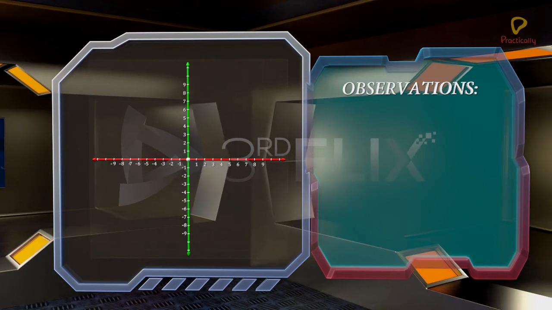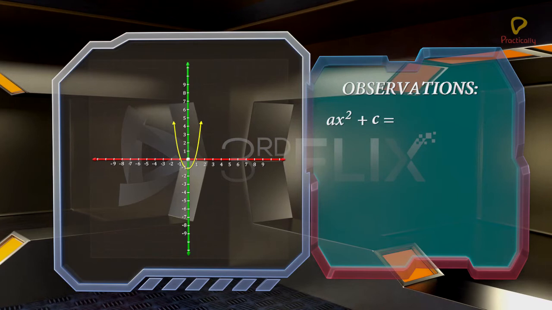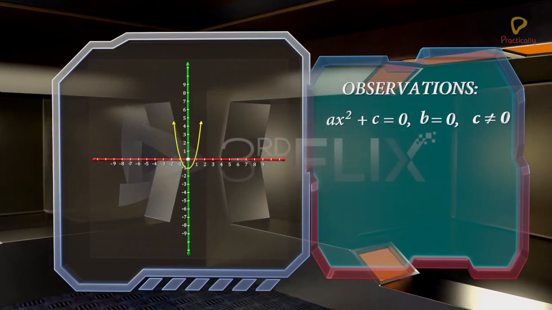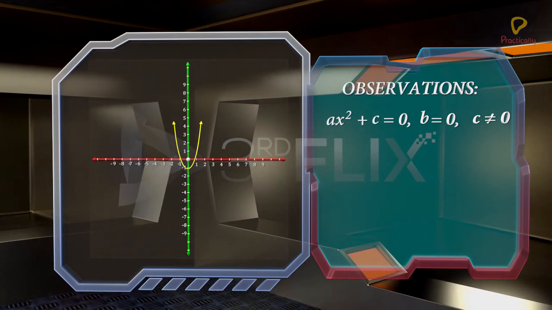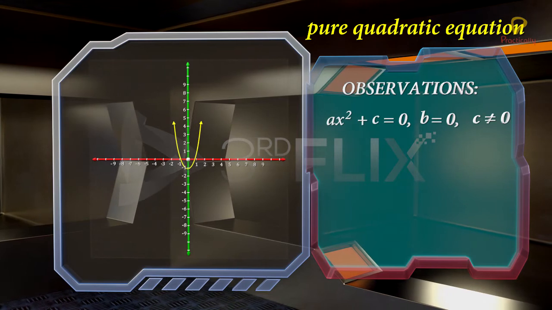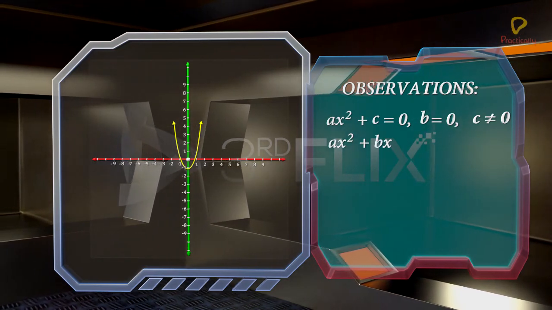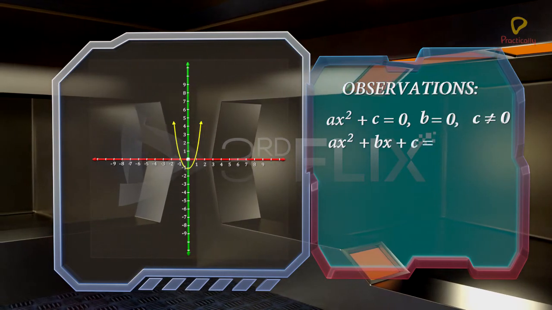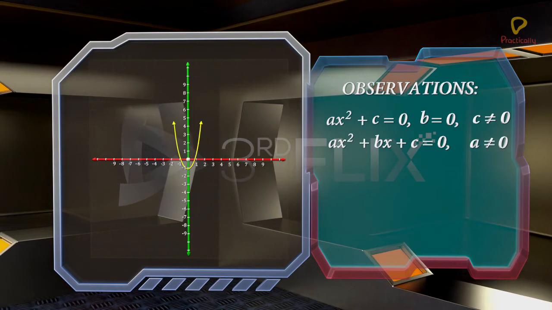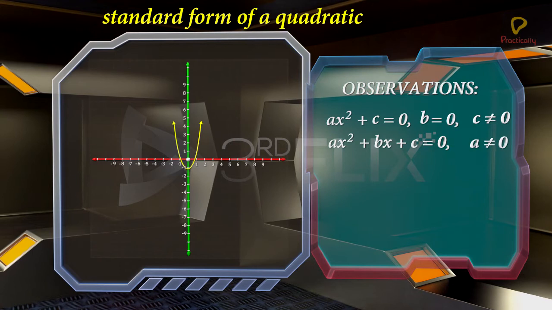Observations. An equation of the form ax² + c = 0, b = 0, c not equal to 0, is called a pure quadratic equation. An equation of the form ax² + bx + c = 0, a not equal to 0, in descending order of degrees, is called the standard form of a quadratic equation.